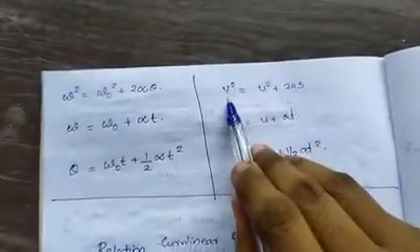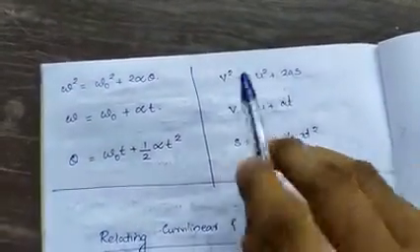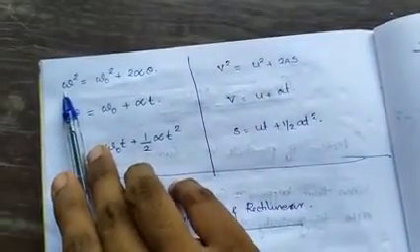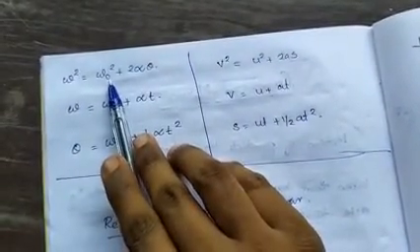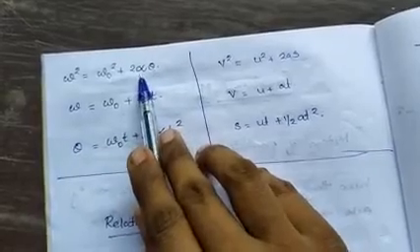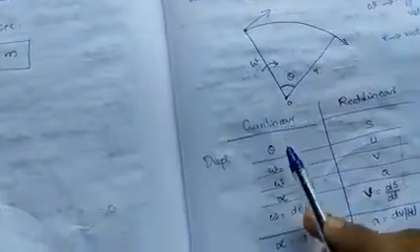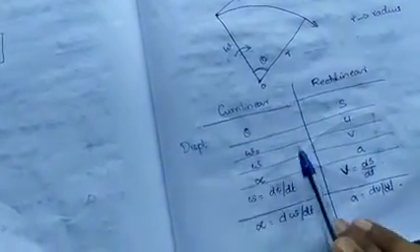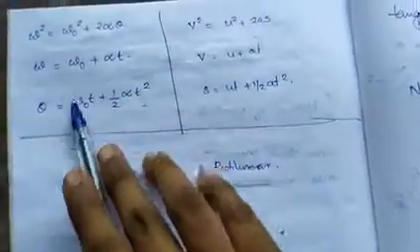Now the main thing: v square is equal to u square plus 2as. Here this is velocity, here it is angular velocity. This is initial angular velocity plus angular acceleration. Instead of s, you need to give theta, instead of u you need to give omega naught, instead of v you need to give omega. The same things you need to apply here.